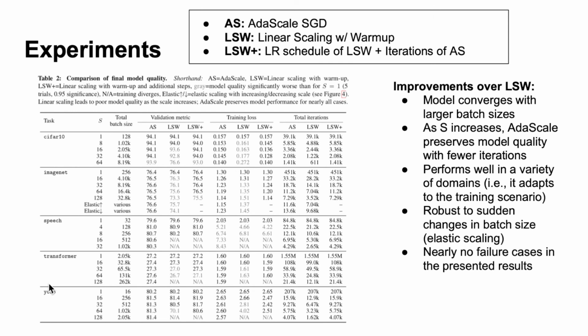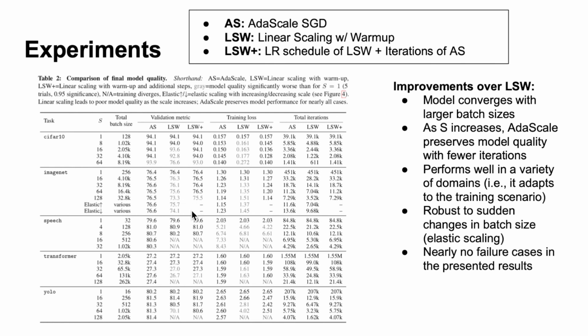Another interesting point is that AdaScaleSGD is robust to sudden changes in the batch size. So right here, this elastic with the up arrow or down arrow basically means that during training, they randomly change the batch size and make it larger if there's an up arrow or smaller if there's a down arrow. And even when they implement this change where they scale up the batch size or scale down the batch size significantly at some point during training, the algorithm still performs pretty well, which is pretty interesting because as you see with the linear scaling rule, it begins to perform worse and may even diverge in the case of LSW+.